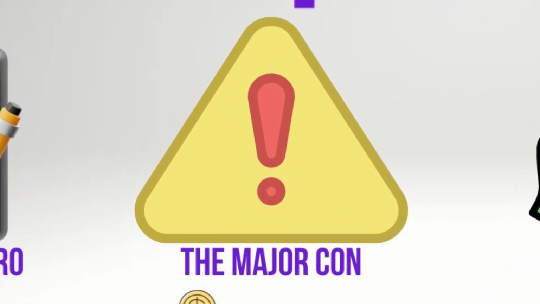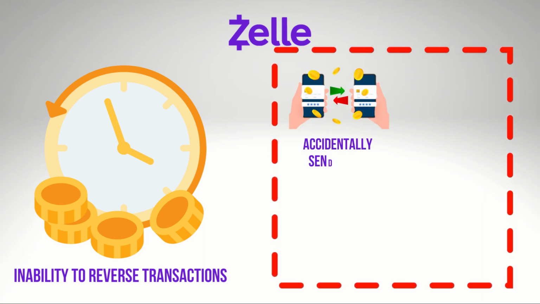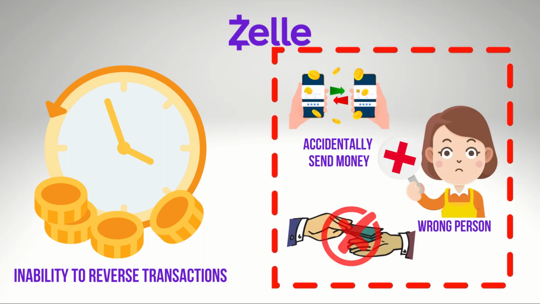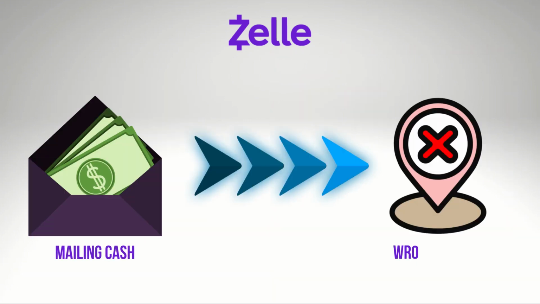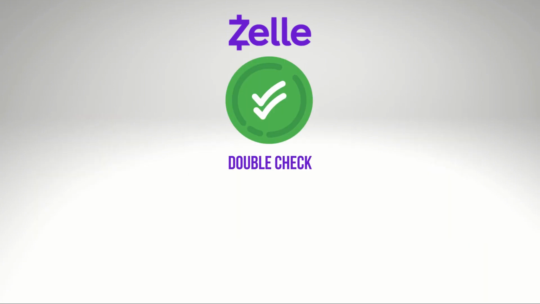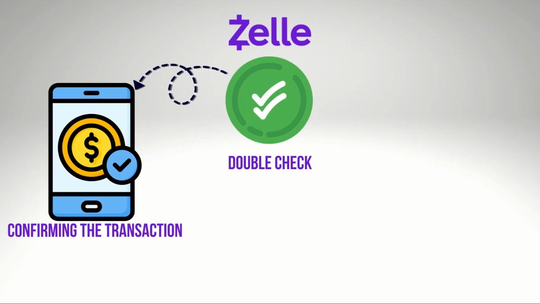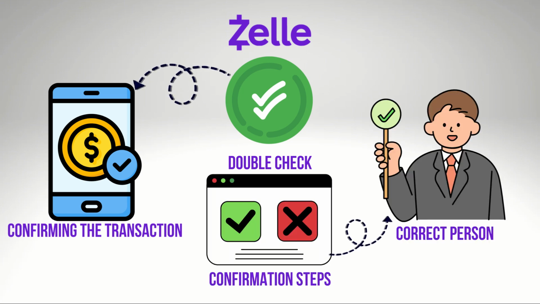The major con: irreversible transactions. A notable downside of Zelle is the inability to reverse transactions. If you accidentally send money to the wrong person, there is no way to get it back. This is similar to mailing cash to the wrong address. To prevent such mistakes, always double-check the recipient's details before confirming the transaction. Zelle does offer confirmation steps to help ensure you are sending money to the correct person. But it's important to remain vigilant.